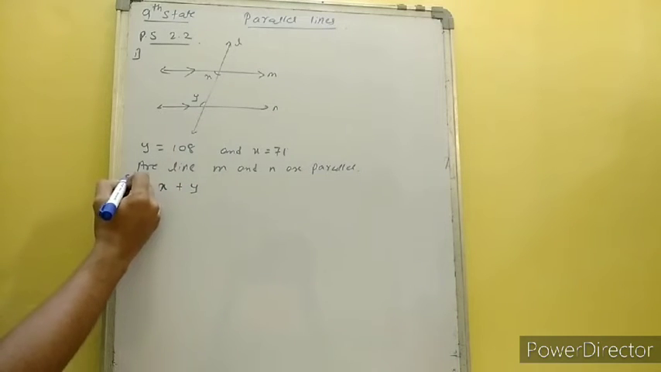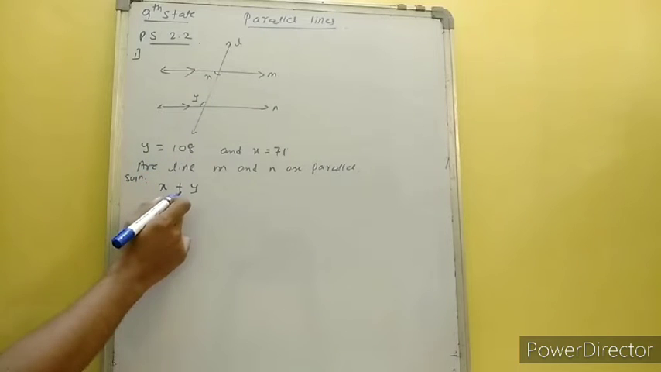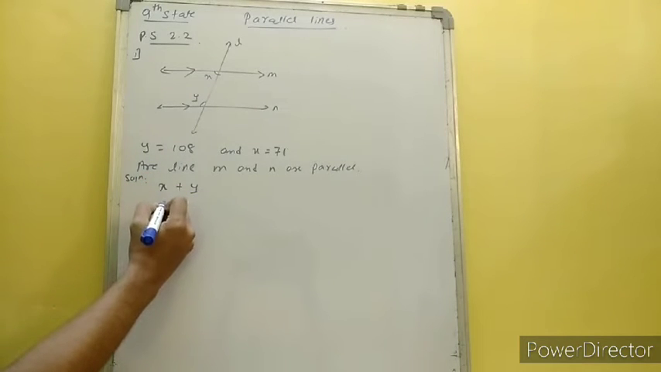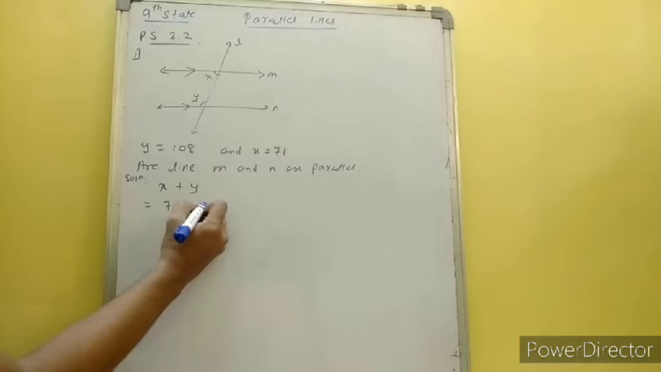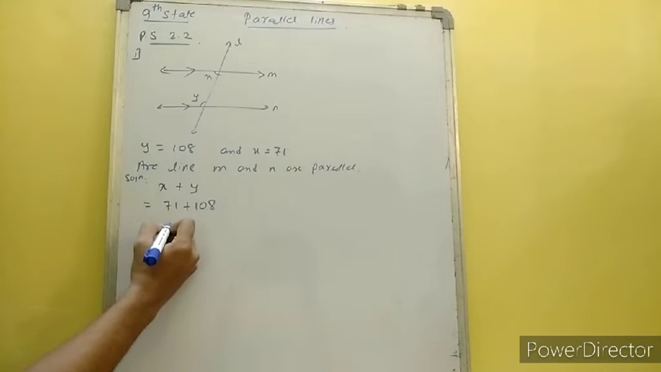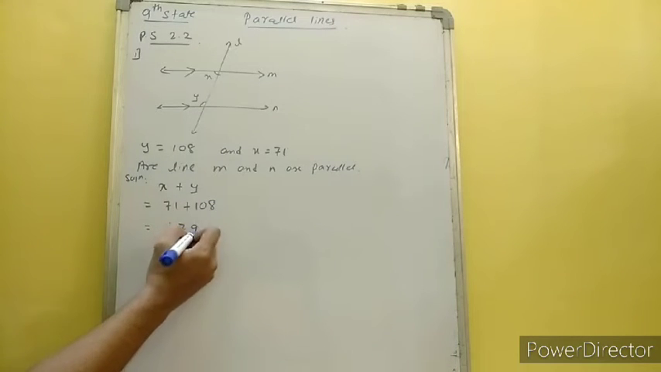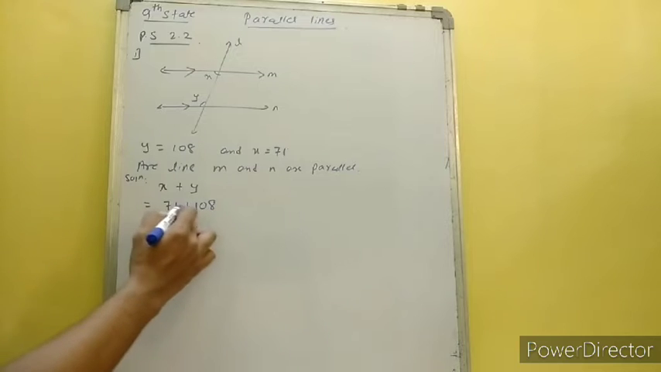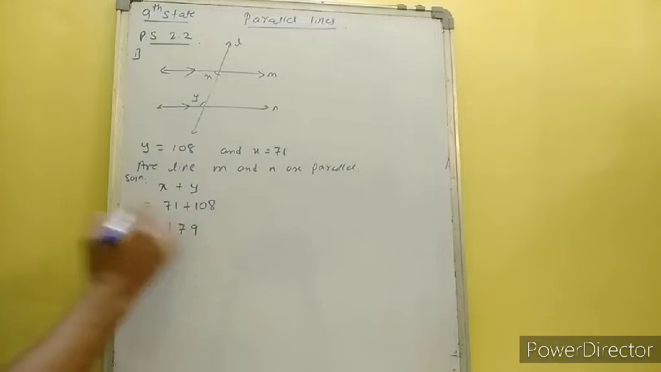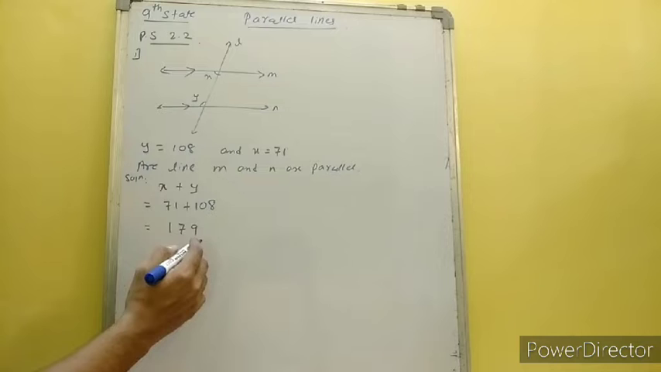So we will add angle x plus angle y. What is the solution? Angle x plus angle y means 71 plus 108. So it gives me 179. 8 plus 1 is 9, 7 plus 0 is 7, 1 as it is. So it is 179.